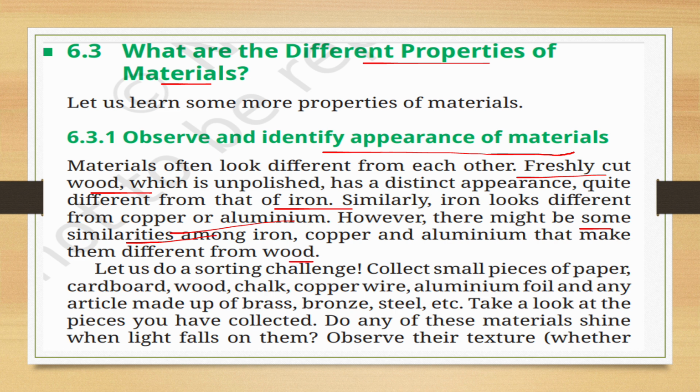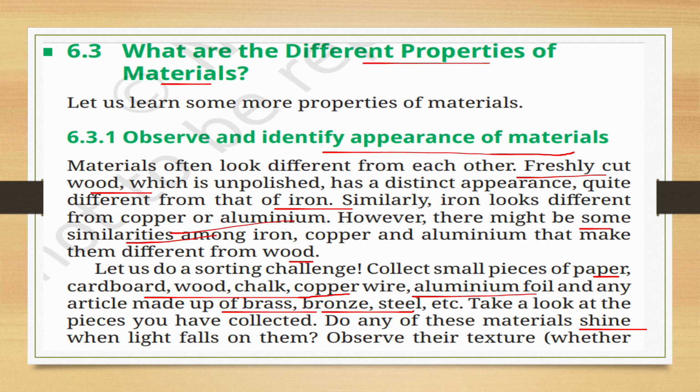Let us do a sorting challenge. Collect small pieces of paper, cardboard, wood, chalk, copper wire, aluminium foil and any article made up of brass, bronze, steel, etc. Take a look at the pieces you have collected. Do any of these materials shine when light falls on them? So take different pieces of materials like paper, cardboard, wood, chalk, then aluminium foil, brass, bronze, steel, etc., and look at the pieces you have collected and check whether these materials shine when light falls on them.